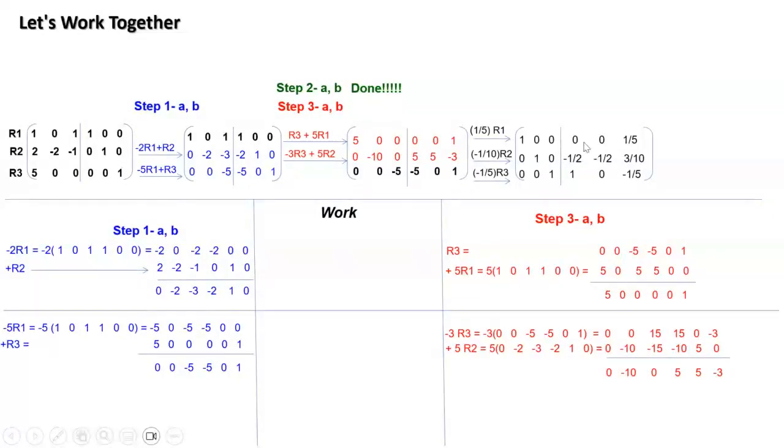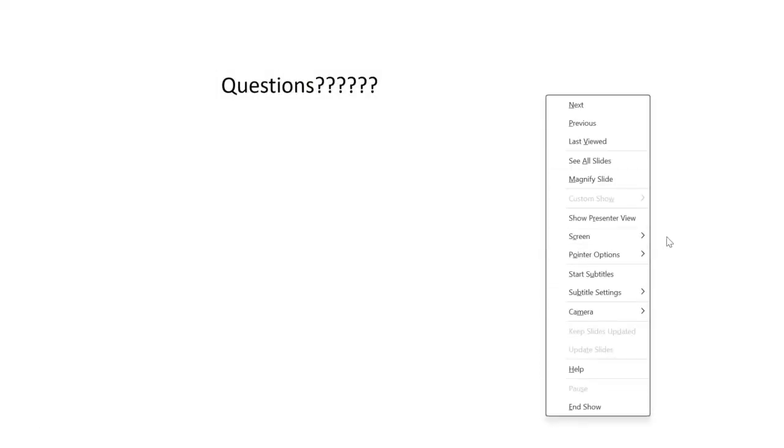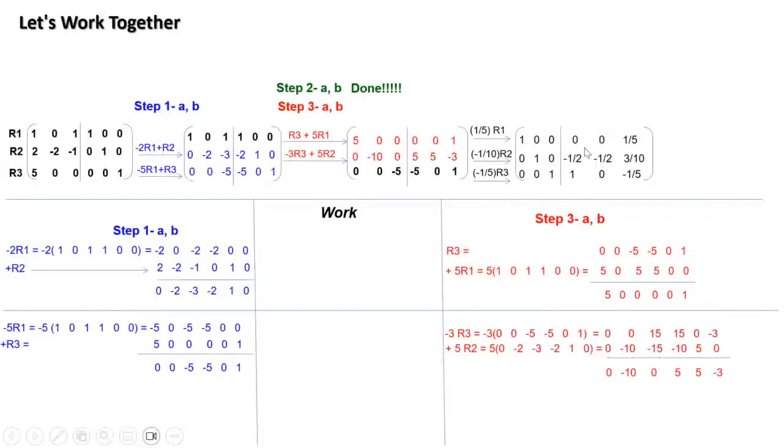So guess what, guys? This on the right side is my inverse. Let me go back. Yeah, guys, this is my inverse. The inverse will be 0, 0, 1/5, negative 1/2, negative 1/2, 3/10, 1, 0, and negative 1/5. This will be your inverse.